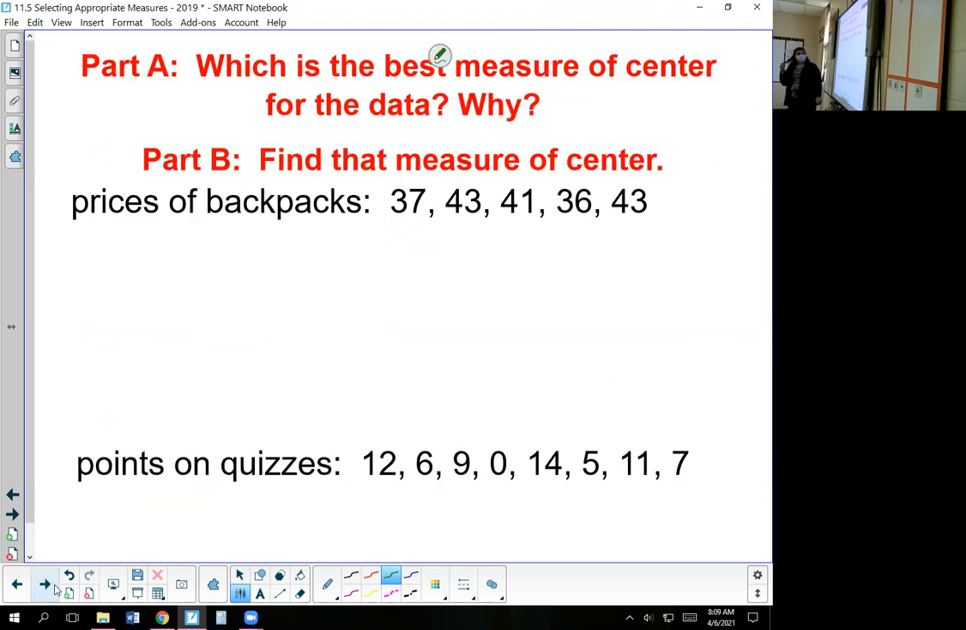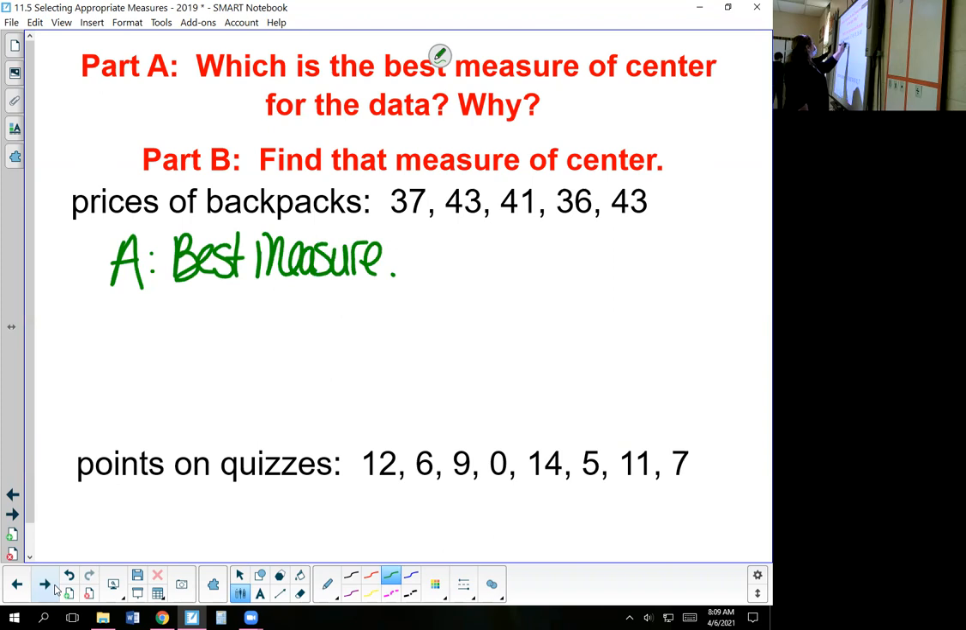All right, your turn. Go up to the board. I want you to do these ones. I want you to tell me which one is the best measure of center and why. Okay, so part A, which one is the best measure? Why? And then find it.